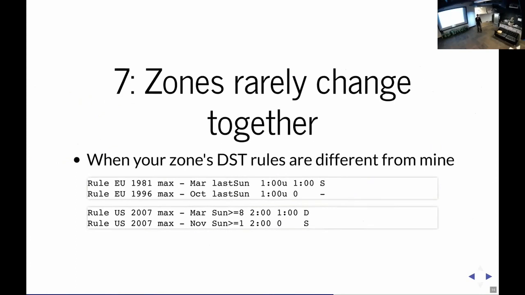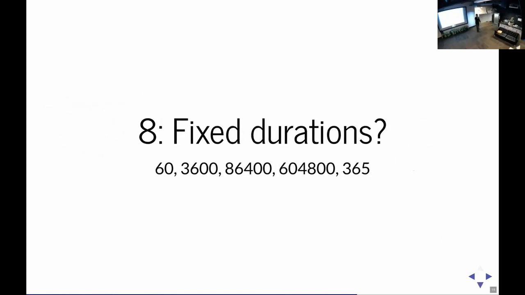The other quirk is that zones rarely change together. So when your DST rules are different from mine, for example, in the UK, they change DST on different weekends than we do here in North America. And so you're going to have one week every year when those offsets are different. A lot of people don't realize this. And it's very interesting for meetings sometimes.